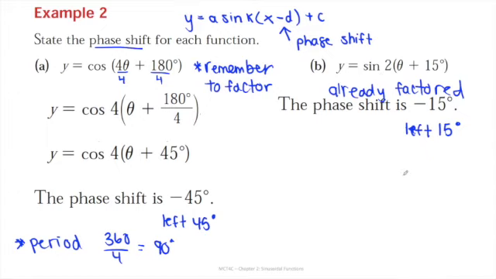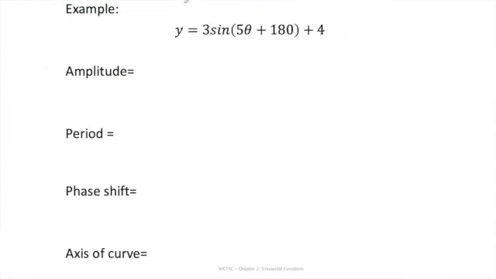Couple more examples here. Y equals 3 sine 5 theta plus 180 plus 4. Okay, I want to know what your amplitude is, so we're putting it all together here, what your period is, what your phase shift is, and what your axis of your curve is. The one thing you need to remember to do before you can start this stuff is to factor.